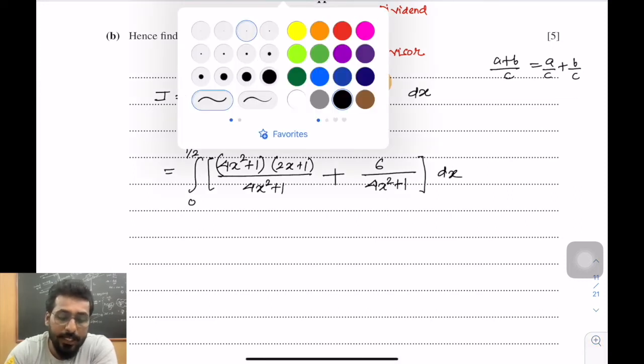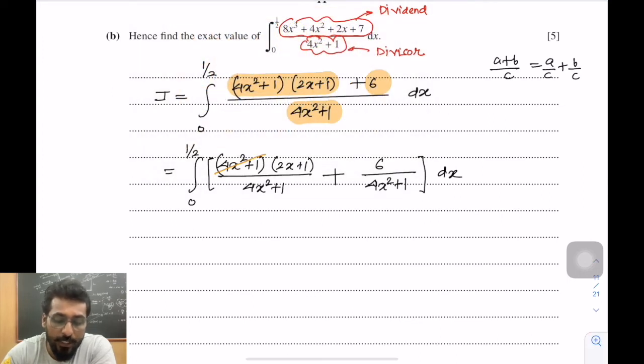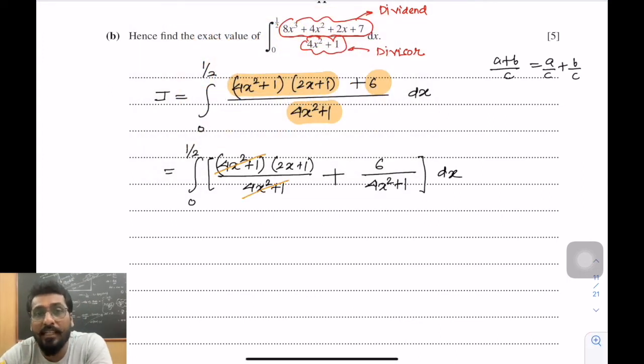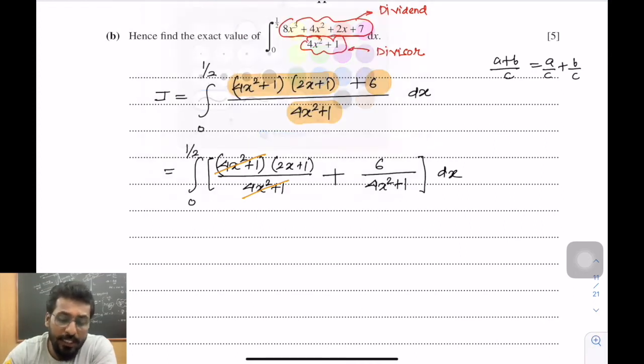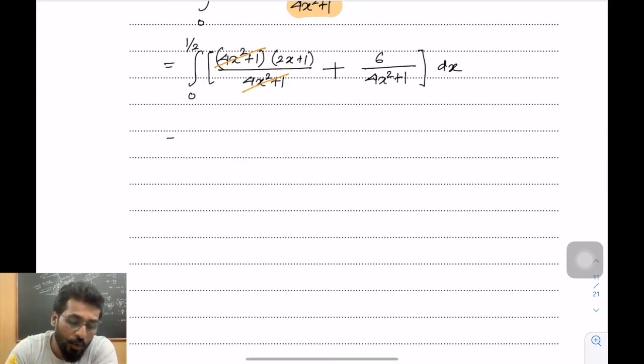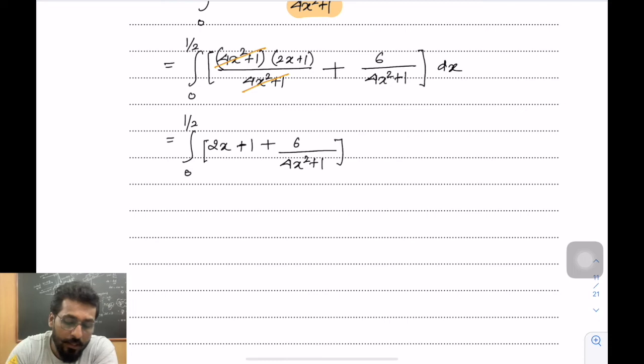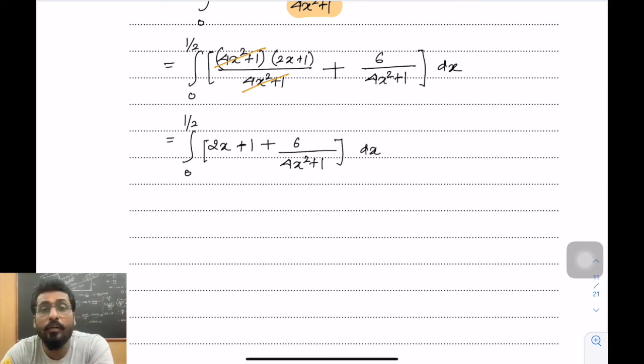Now I guess you have pretty well understood that the 4x² + 1 and the 4x² + 1, this entire term from the first term, is going to get cancelled, and you will be only left with 2x + 1. So I now have the integral from 0 to 1/2 of (2x + 1 + 6 divided by 4x² + 1) dx, right? So there are three different terms inside your integral.